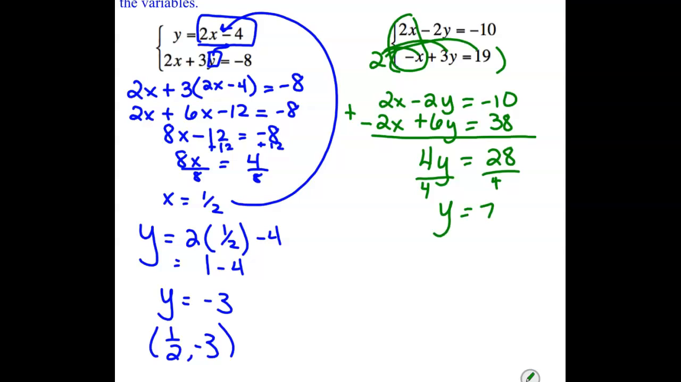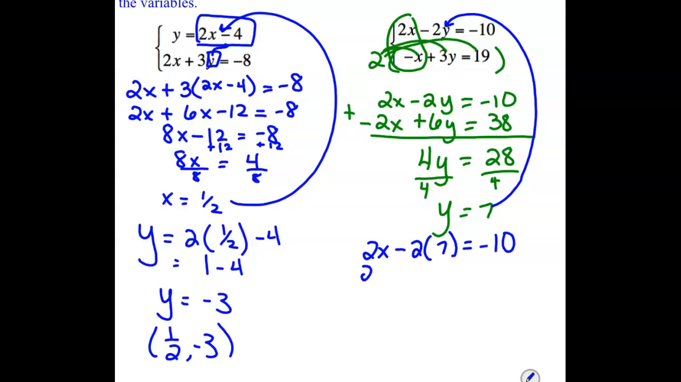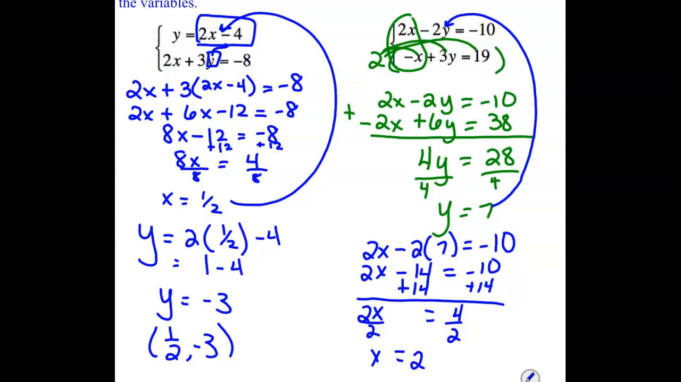And now we can dump that back in. Again, it doesn't matter which equation we plug it into. It has to work in both. But let's say we plug it into the top one. So 2x minus 2 times y, which is 7, has to equal negative 10. So 2x minus 14 equals negative 10. We'd have to add the 14 to move it to the other side. So 2x now equals 4. And if we divide out our 2, we have x equaling 2. So the solution for this system would be 2, negative 7. Sorry, 2, positive 7.